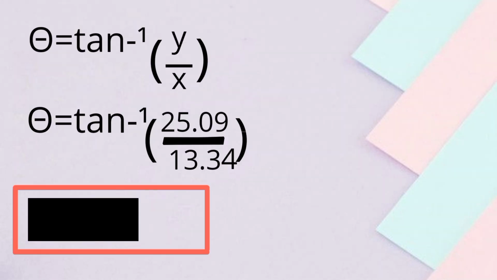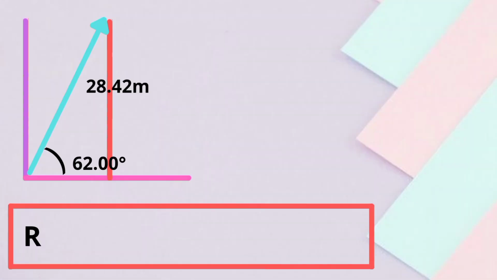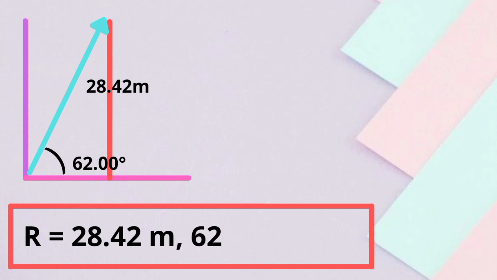Now, let's proceed to our direction. We will use the formula for angle theta. Let's determine which is the opposite side and the adjacent side. Let's substitute all the given values. So, our theta will be 62.00 degrees. So, our resultant vector will be 28.42 meters, 62.00 degrees north of east.